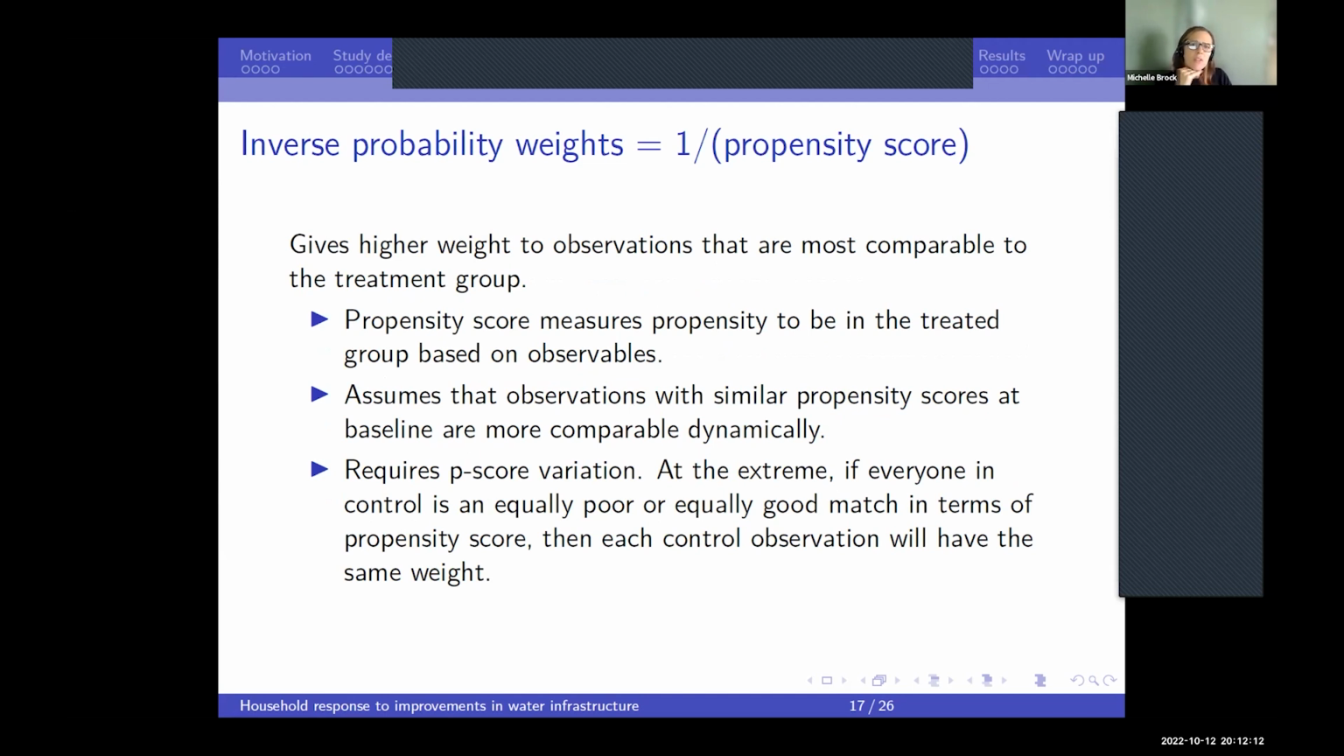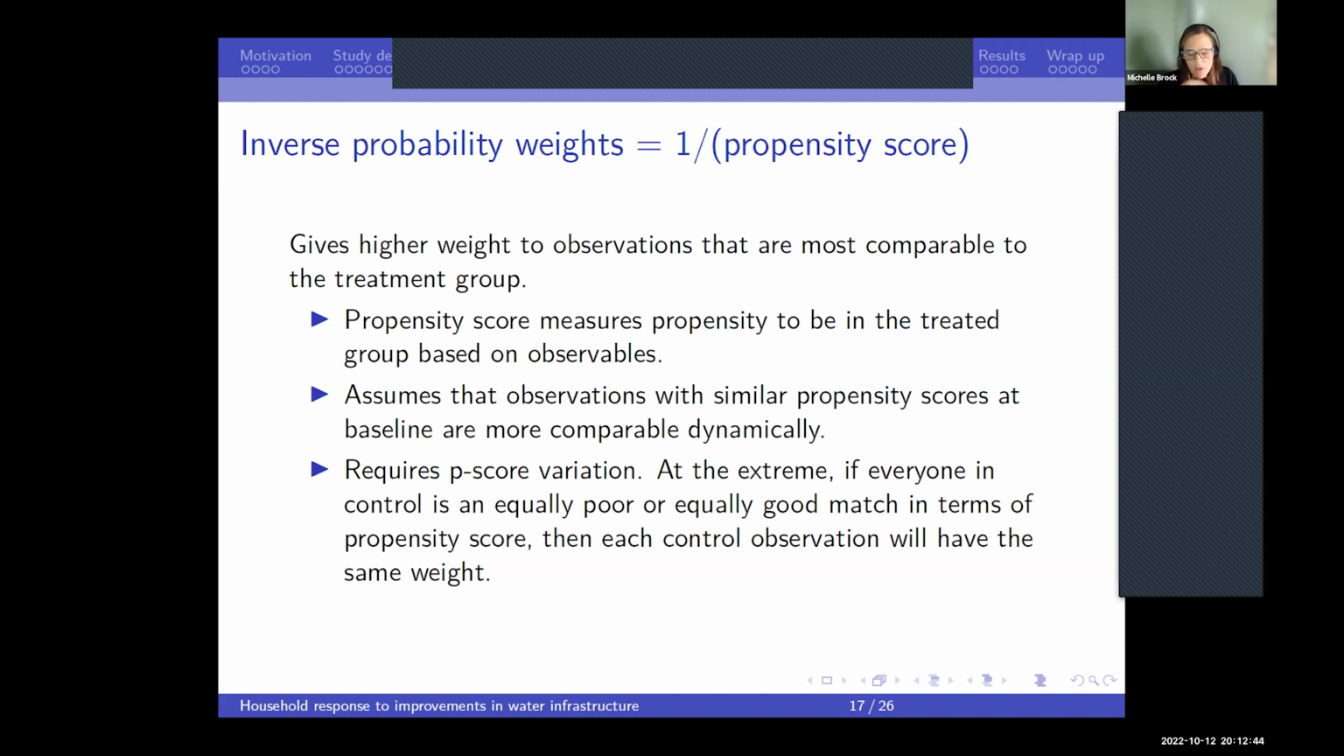What the inverse probability weight does is it basically gives a larger weight to control households that are more similar in terms of propensity score to treatment households. So we get as comparable groups as we can based on those key variables where we saw differences between the groups. And we then downweigh any households that are not comparable or not as comparable.